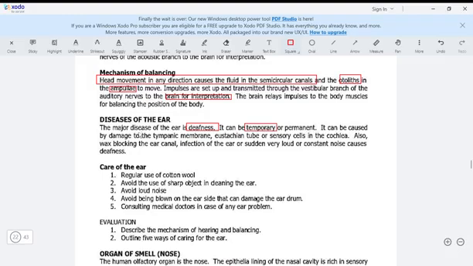Deafness can be caused by damage to the tympanic membrane. Once the eardrum is damaged, there will be deafness. It can also be caused by damage to the Eustachian tube, or to the sensory cells in the cochlea, so take note of the eardrum, Eustachian tube, and the cochlea. Also, wax blocking the ear canal, infection of the ear, or sudden very loud or constant noise causes deafness. So these are the diseases.